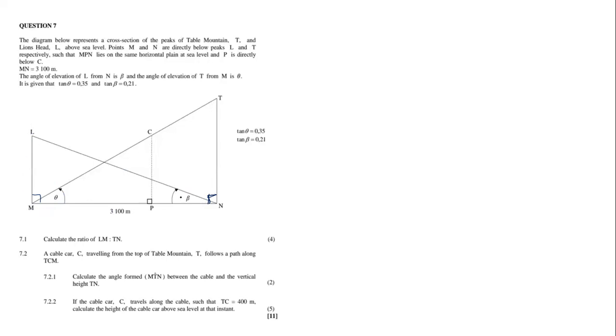Now, let's consider trigonometric functions to determine LM. LM is opposite to angle beta. Do we have the magnitude of angle beta in this case? No, we do not have it. But what do we have? This is what we have: tan beta is equal to 0.21. So in order for us to solve number 7.1, we're firstly going to determine the magnitude of beta. We are provided that tan beta is equal to 0.35. So using this, we're going to use tan inverse of this magnitude, which is 0.35.